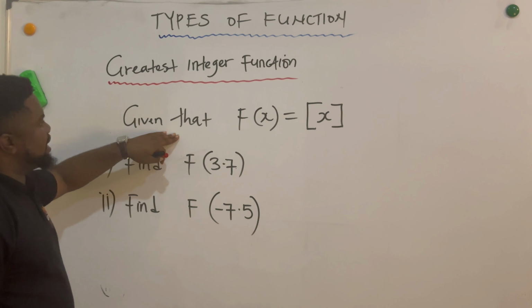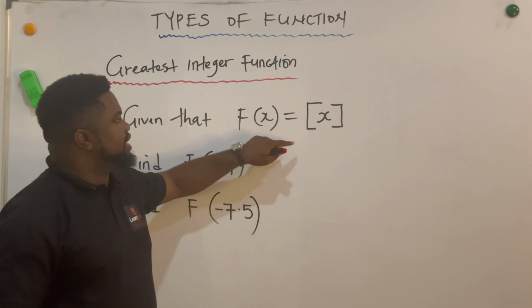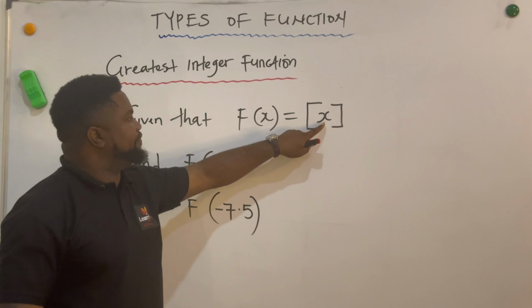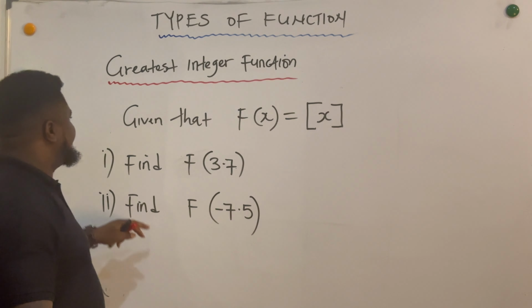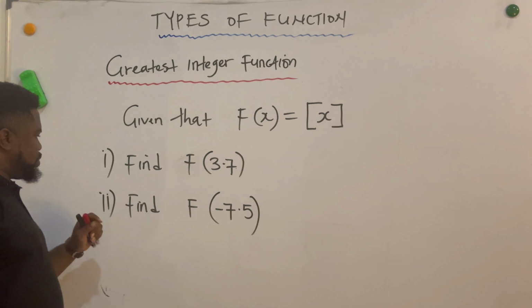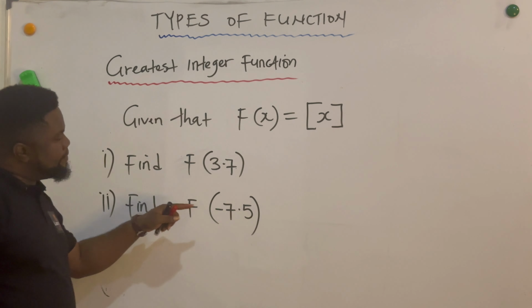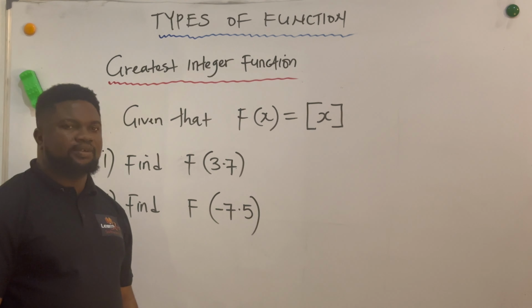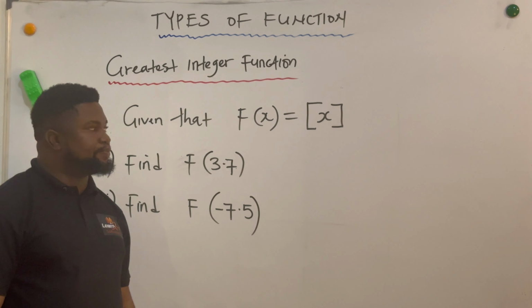Given that f of x is equal to the greatest integer function of x, find f of 3.7. Question 1. Question 2 says find f of minus 7.5. Very simple. Let's solve this.